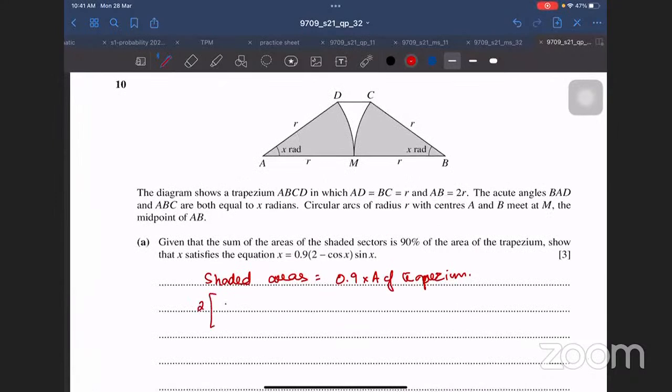0.9 area of trapezium. Okay, shaded areas are simple. 2 times half r squared theta. Area of trapezium, half. Height is missing. Can I say that the height can be dropped here? So yeah, and can I say that sine x equals h over r? So r sine x is the height. Okay, r sine x is the height.